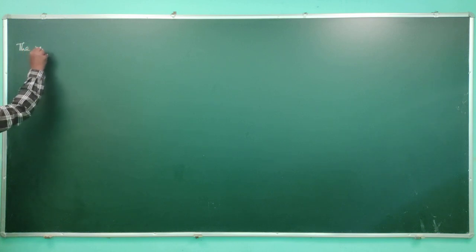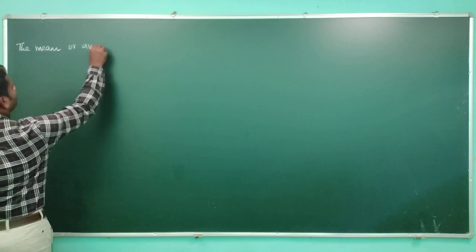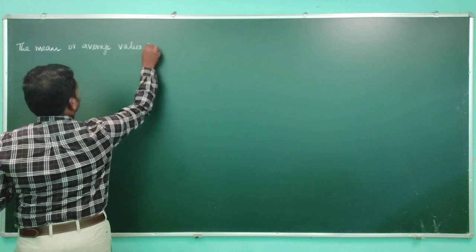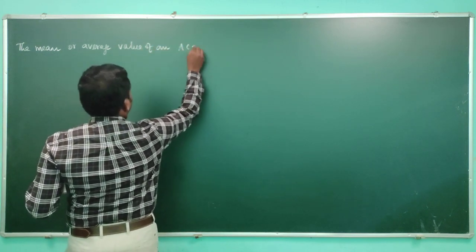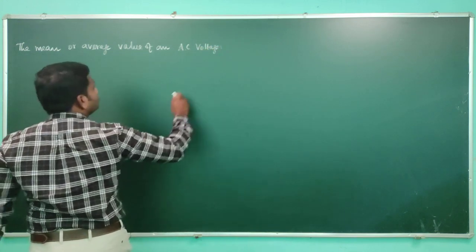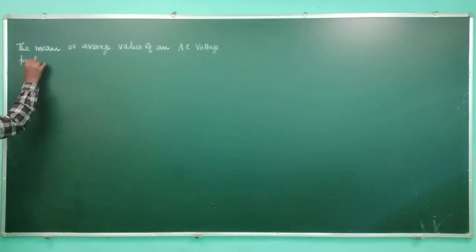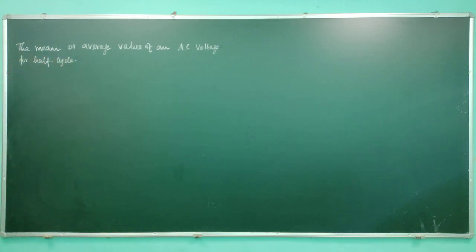First one, the mean or average value of an AC voltage for half cycle.